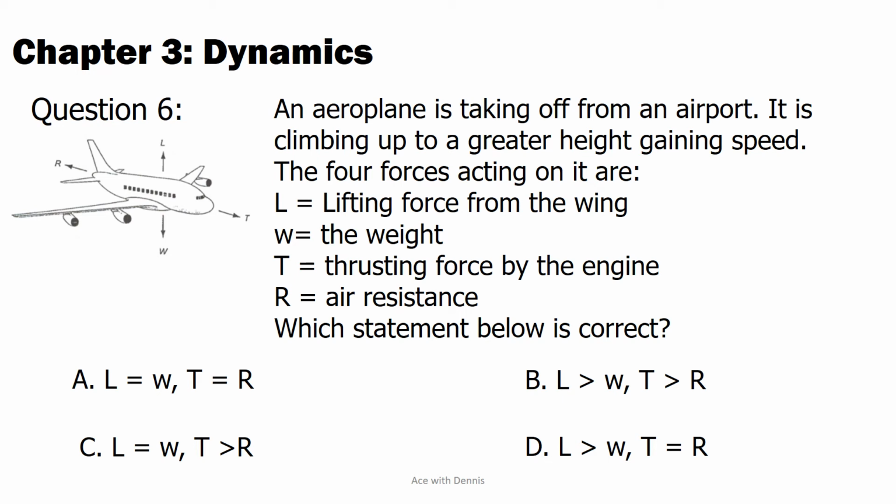The answer is B. L is greater than W. T is greater than R. Since it is climbing up, L is greater than W. Since it is gaining speed, or accelerates, T is greater than R.